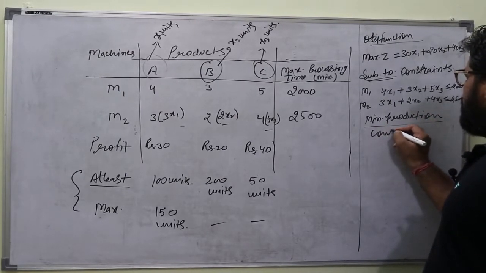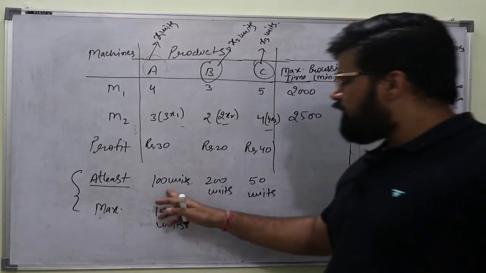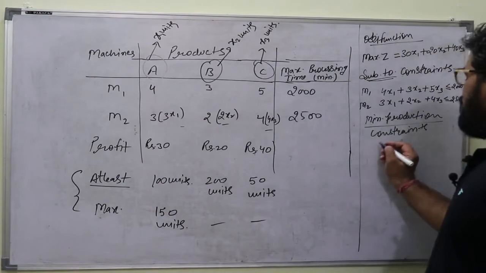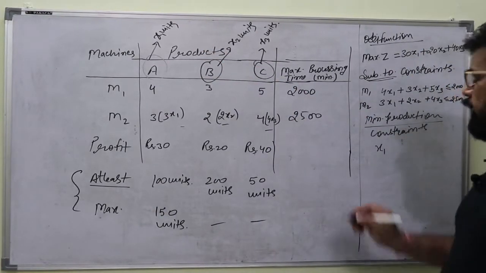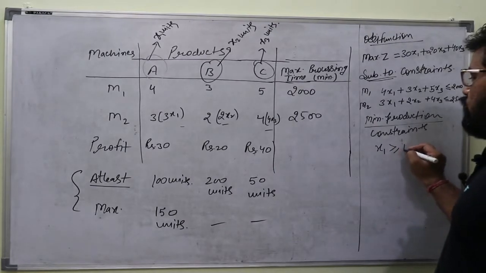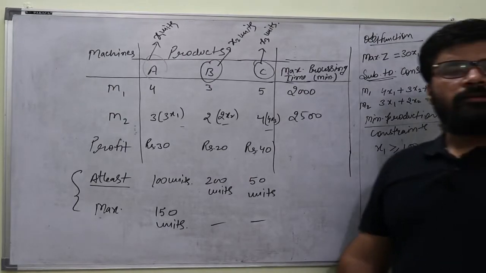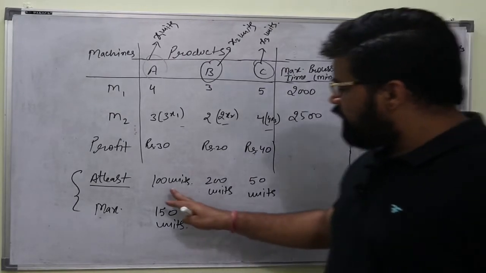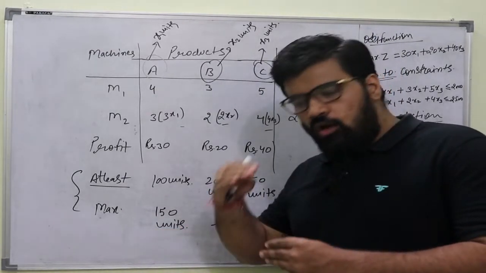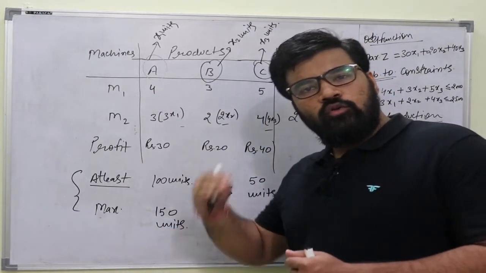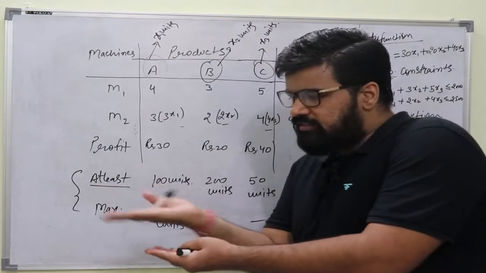Minimum production constraint. So it is saying that at least 100 units of A should be produced. So we are producing x1, so the value for x1 should be greater or equal to 100. This is a new thing which we need to understand. Now please try to understand, when we are saying at least, it means we are fixing the lower limit. We are talking about the lower limit, that this much should be there. At least means we are fixing the lower limit.